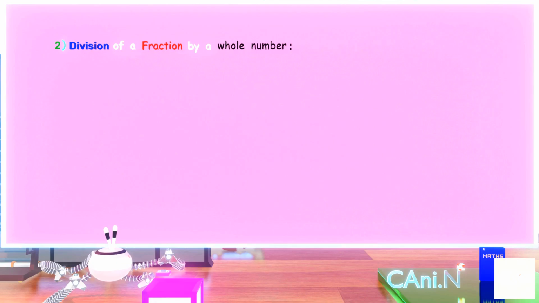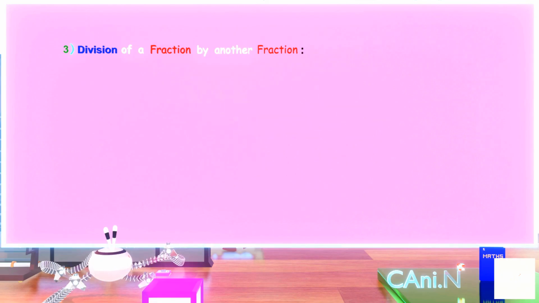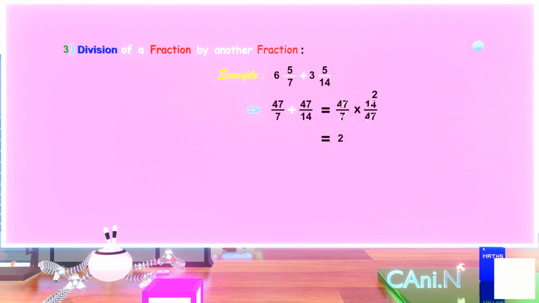Division of a fraction by a whole number. Example. Solve 2 by 11 divided by 3 equals 2 by 11 into 1 by 3 equals 2 by 33. Division of a fraction by another fraction. Example. Solve 6 5 by 7 divided by 3 5 by 14 equals 47 by 7 divided by 47 by 14 equals 2.